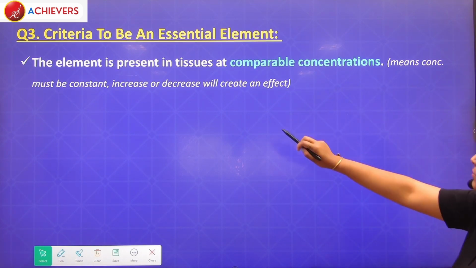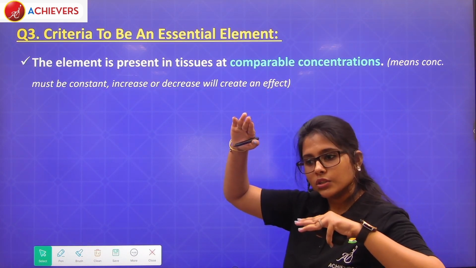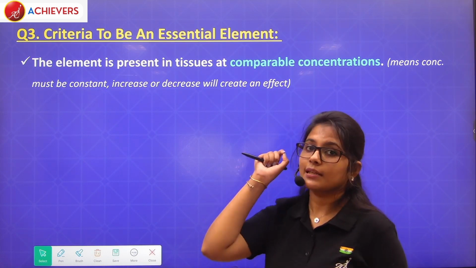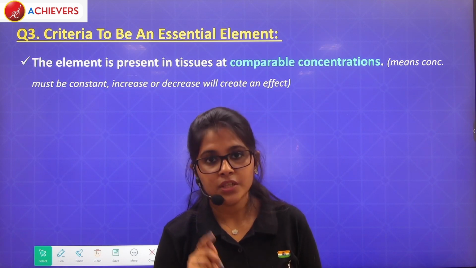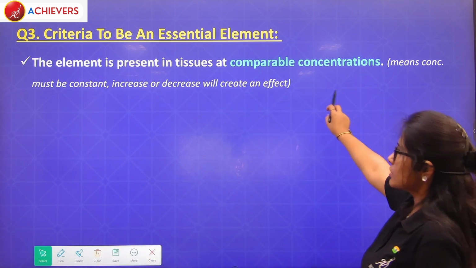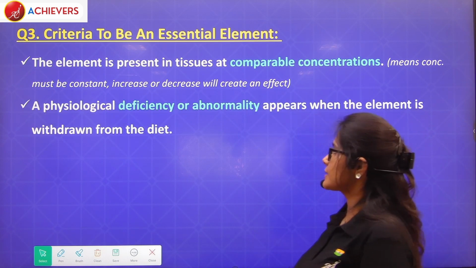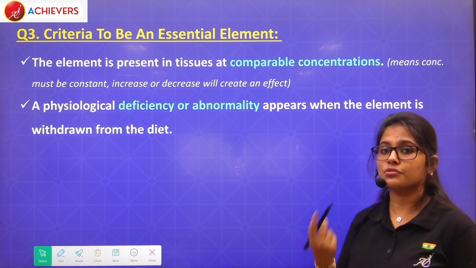It means concentration must be constant. मतलब if it increases than its desired level, or if it decreases than its desired level, then it starts to show its effect. मतलब कुछ ना कुछ गड़बड़ ज़रूर होती है. এই জন্যে comparable concentration এ এলিমেন্টটাকে আমাদের শরীরের বিভিন্ন টিস্যুতে থাকতে হবে. Next, a physiological deficiency or abnormality appears when the element is withdrawn from the diet.